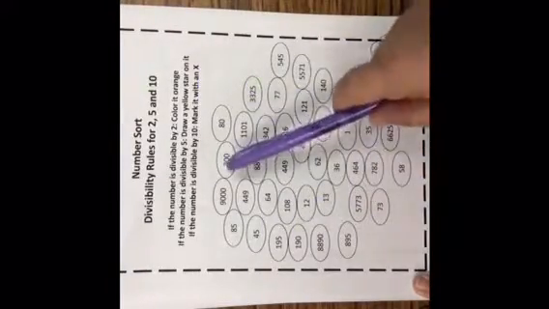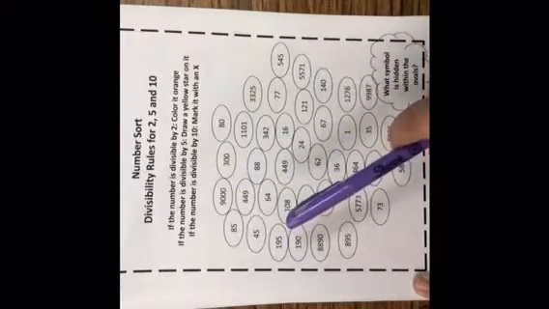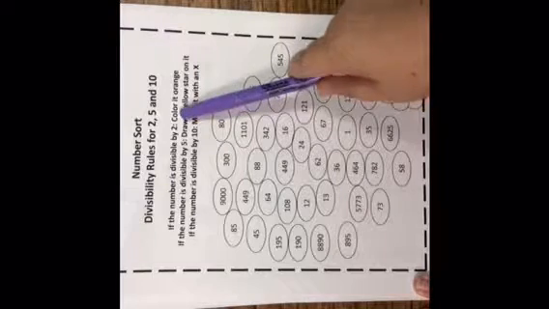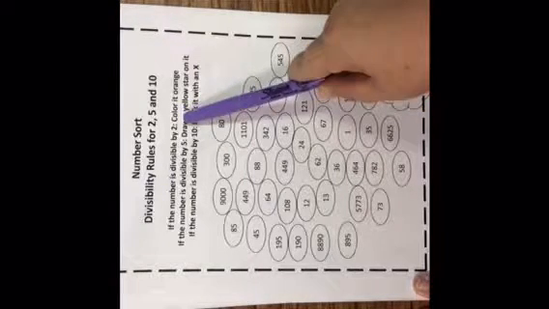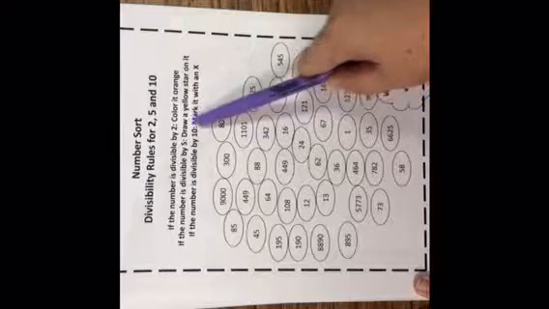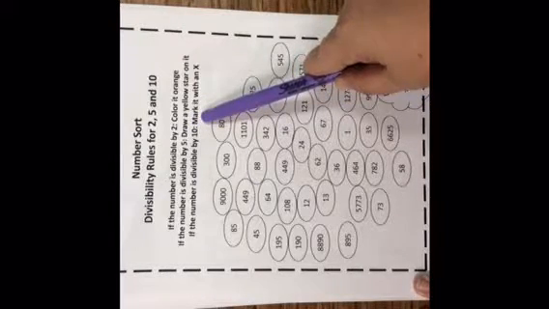Please note, some of these numbers are divisible by 2 and 5 and 10. So that means that you're probably going to color some orange and put a yellow star on the same one and put an X on the same one.